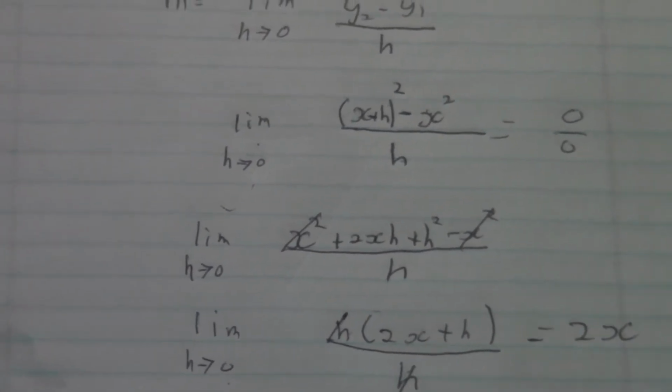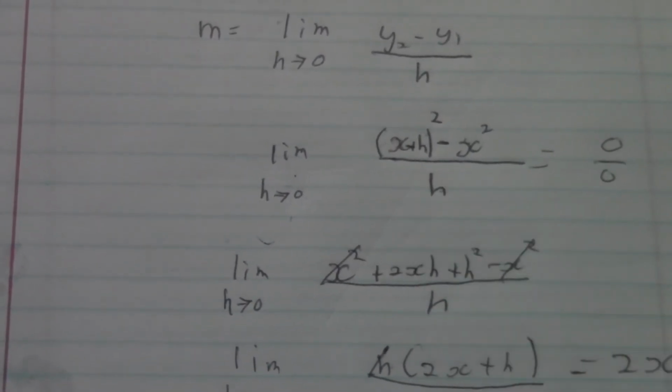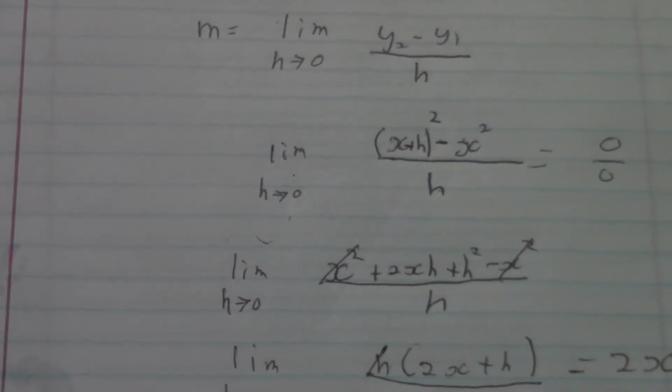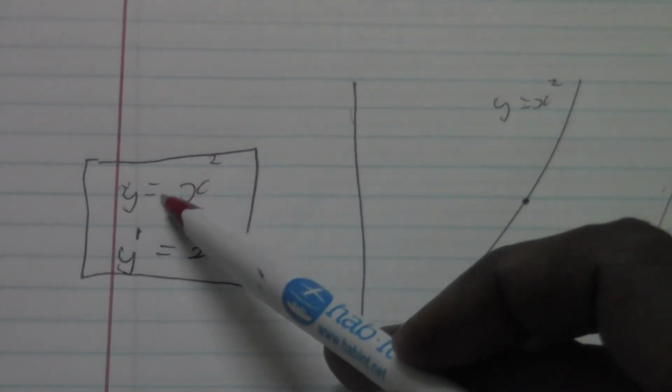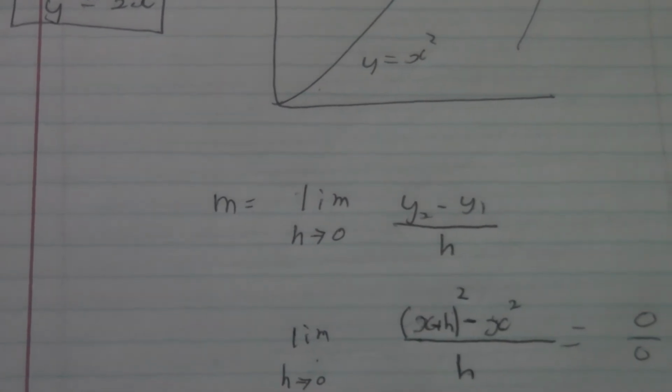So guess what? We proved using a simple gradient equation, but we restricted the h to almost 0, and we got 2x. Which you get when you use the general rule for differentiation. Now, this is what it's using first principle.